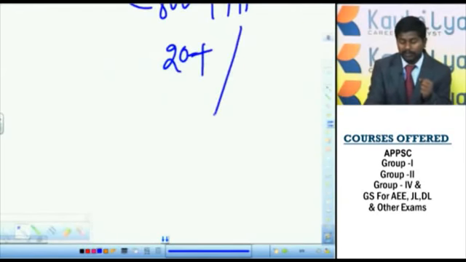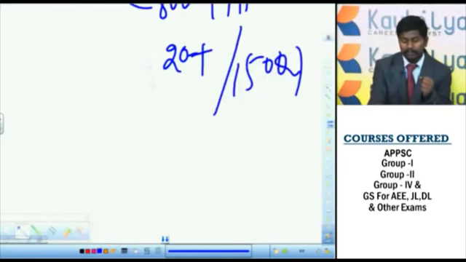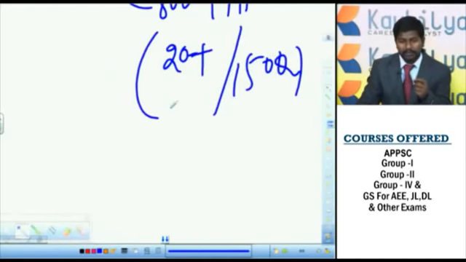Now from all these areas, as I told you, if you take up only geography, there will be around 20 plus questions out of 150 in your objective test.